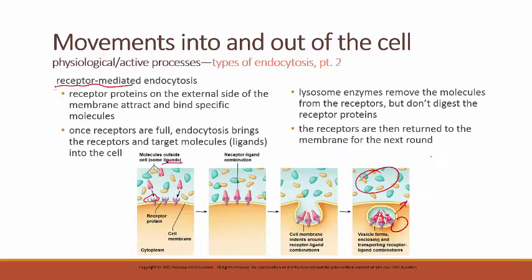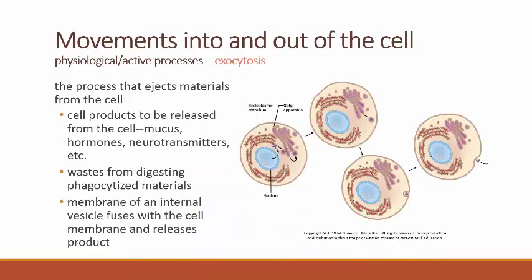Okay, so this is an example of material that's brought into the cell this way. It includes insulin. We bring in cholesterol this way, and there are some cells that will bring iron into the cell this way. So receptor-mediated endocytosis is a relatively common way of bringing very specific materials into the cell.